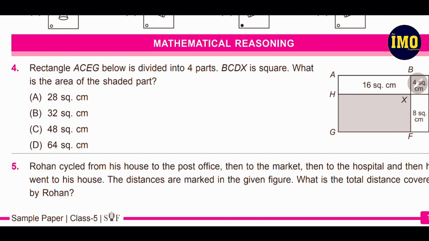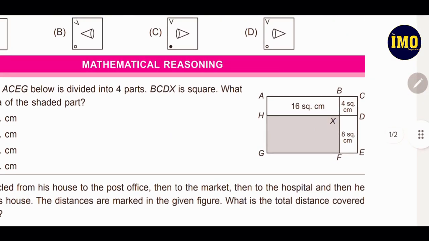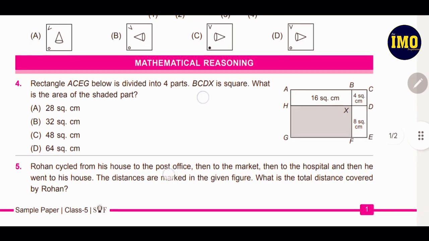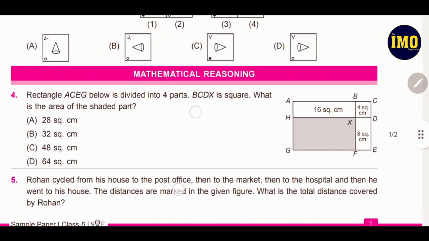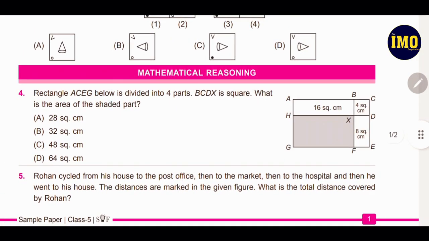So in this question, ACEG is a rectangle. ACEG. Below is divided in 4 parts. BCDS is a square. Square means, suppose this side is given around, I just make it a little bit smaller so that I can use a pen properly. Now this is a square. If all sides are equal, what is the area of the shaded part?